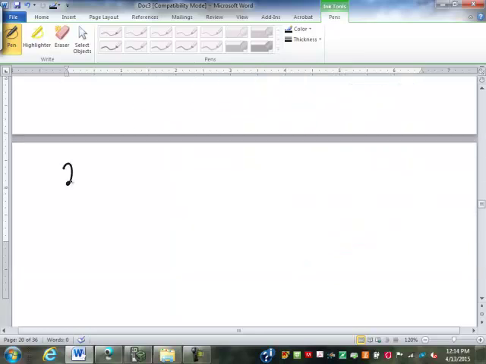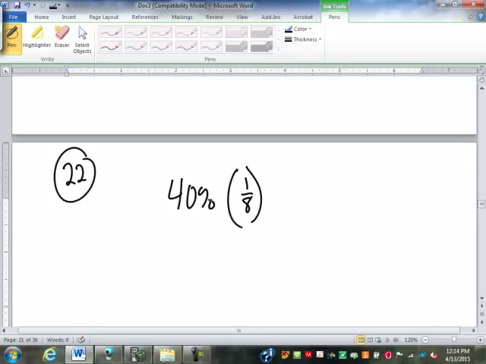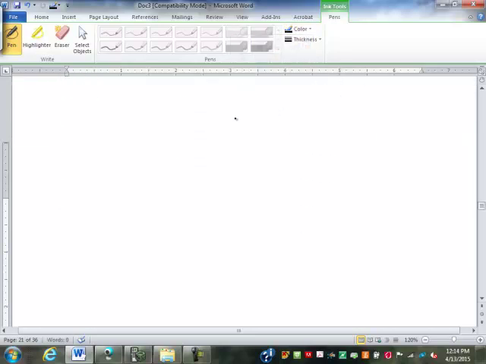22. Final concentration of saline solution, 40%. Sodium chloride is diluted using a 1/8 dilution. Remember, we just take the percent times the dilution. So 40 times 1/8 is 5% is our new concentration. 23.